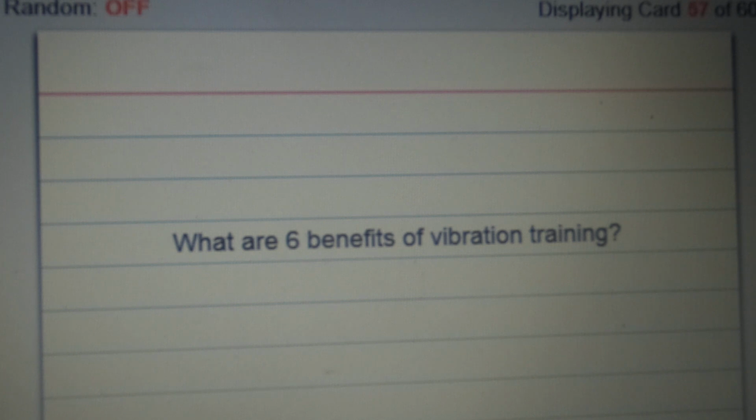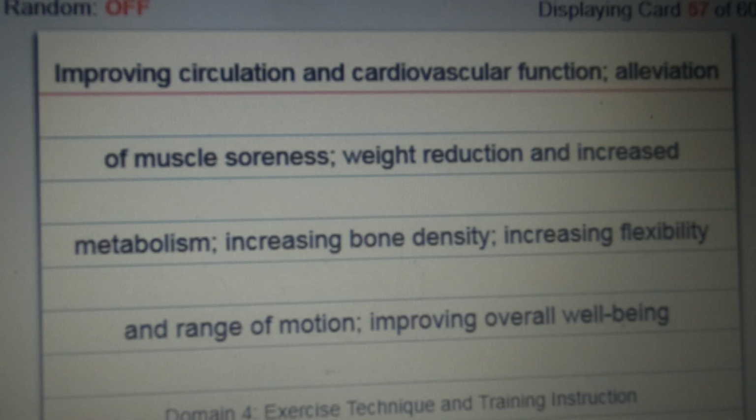What are 6 benefits of vibration training? Improving circulation and cardiovascular function, alleviation of muscle soreness, weight reduction and increased metabolism, increased bone density, increasing flexibility and range of motion, improving overall well-being.